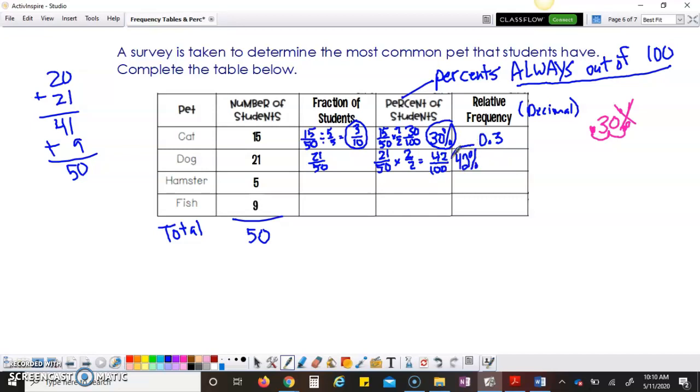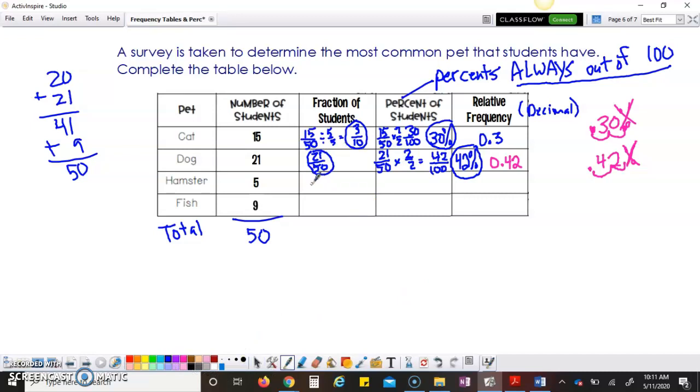So 42%. And then as a decimal, this is our simplified fraction, 21/50ths. Okay, and then as a decimal, oh, sorry, just kidding, I just gave you the answer. That's funny. Okay, you're going to take the 42%. Remember, get rid of that percent sign, replace it with the decimal, and then move it twice to the left, and you're going to get 0.42 for your relative frequency or your decimal.